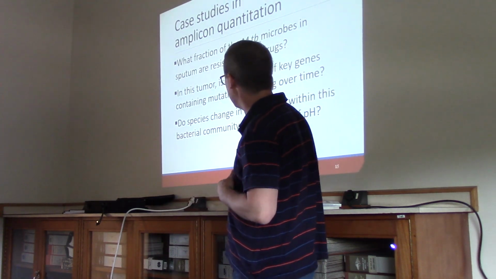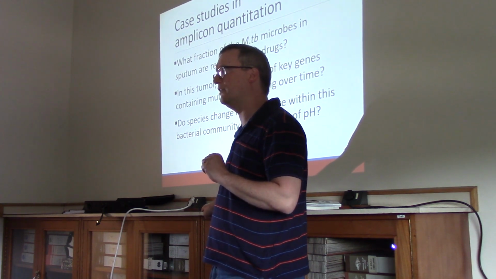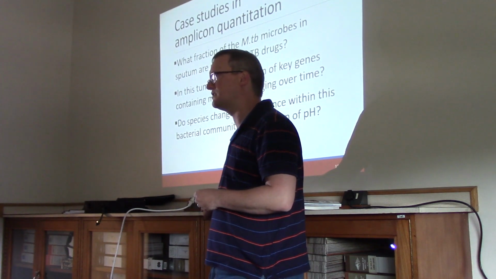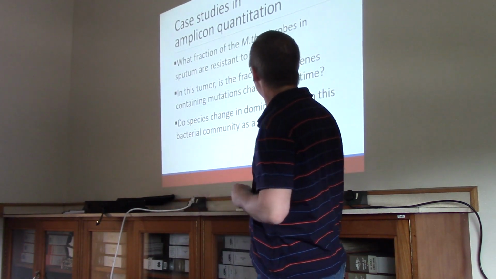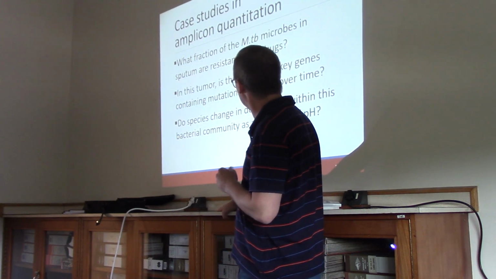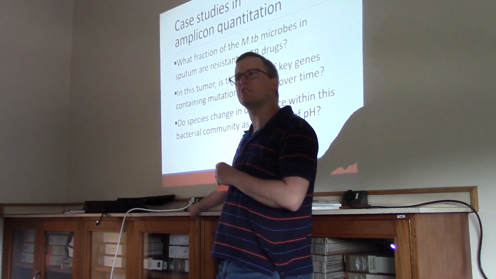Okay, next. I spent a lot of time working with people in the Early Detection Research Network, the National Cancer Institute. So I always find a cancer example is easy to come by. So in a tumor, is the fraction of key genes containing mutations changing over time? Do you guys work with cancer much?